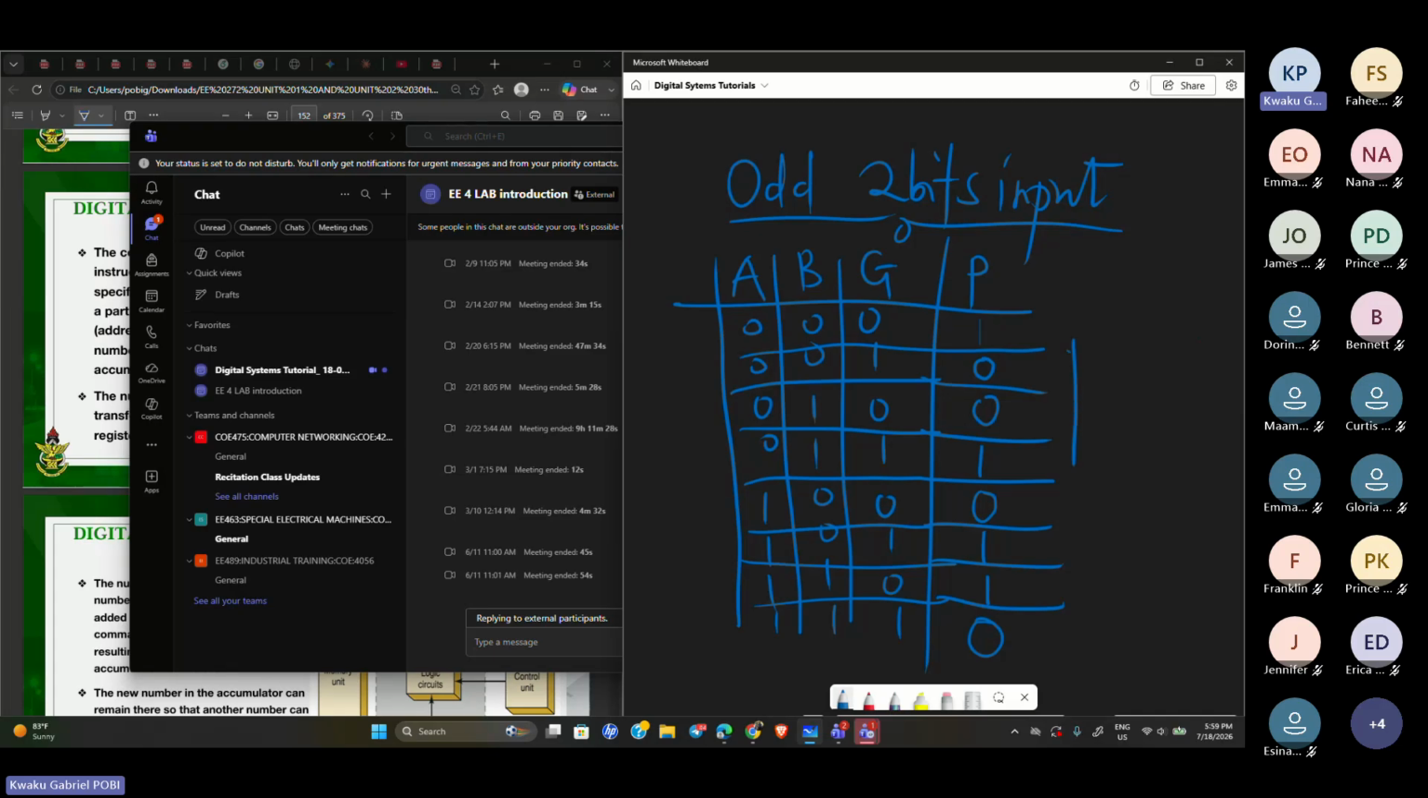So now let's draw the 3 input schema and see. Yeah, 3 input schema. Okay, so you have A, B, C, and then P like this. So this came up. Let's fill the first 4 here: 1, 0, 0, 1. The last 4 is also saying 0, 1, 1, 0.